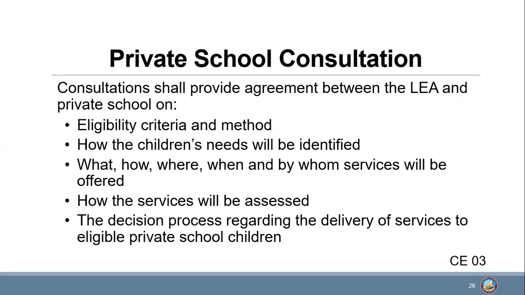The consultation will need to provide agreement on what, how, where, when, and by whom the services will be offered. It will need to provide agreement on how the services will be assessed for effectiveness, and on the process regarding the delivery of the services to eligible private school children. Once again, as a reminder, these requirements can all be found under CE3 of the Title I instrument.